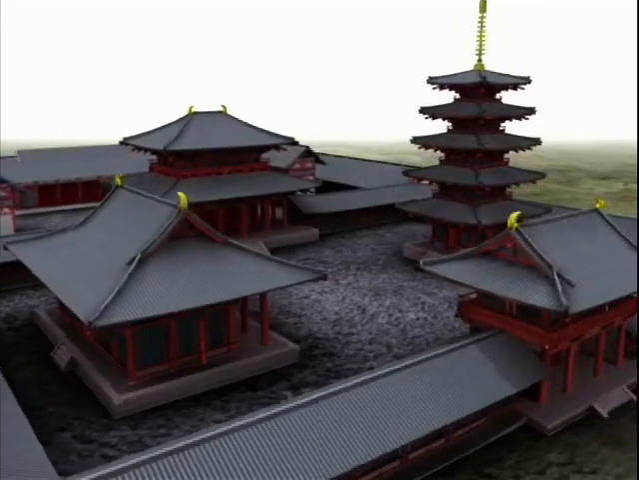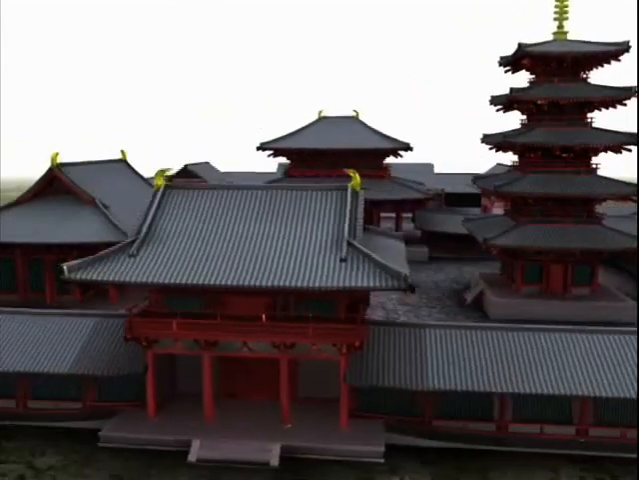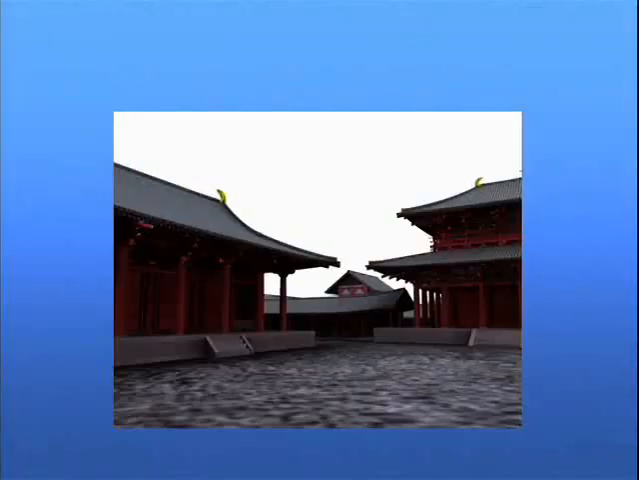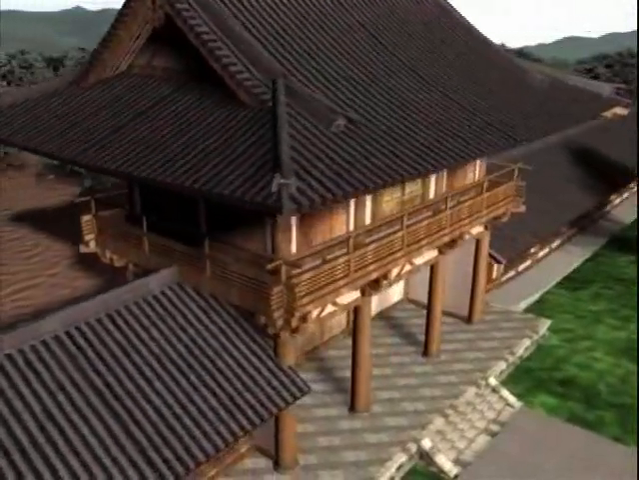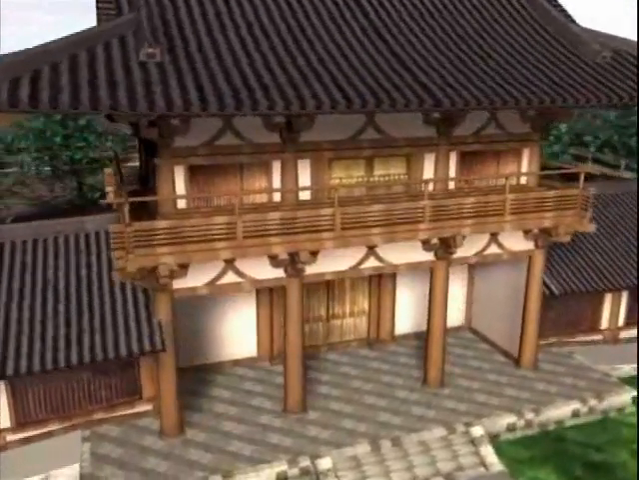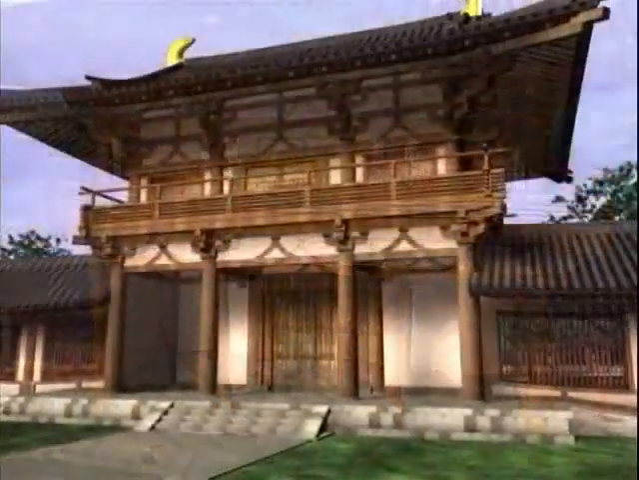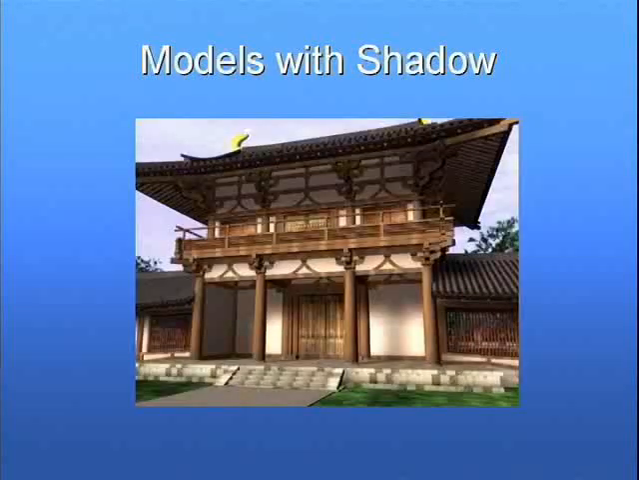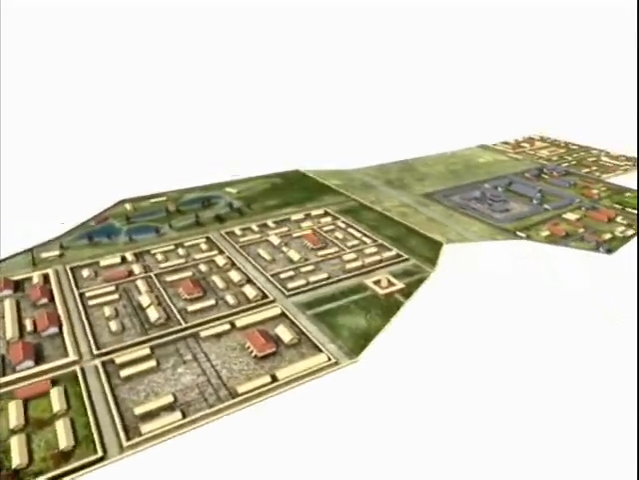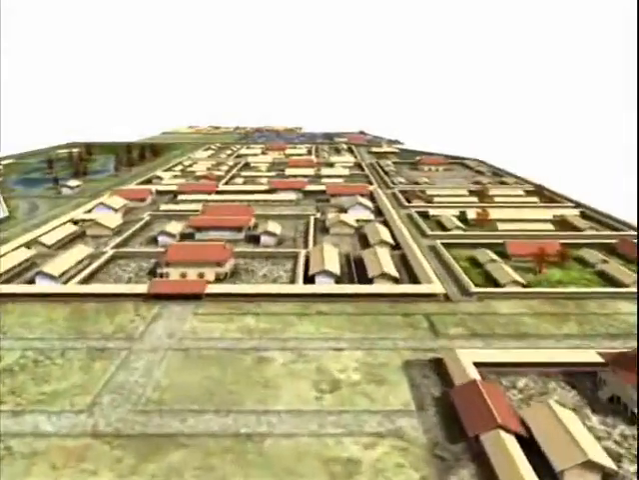Now, this is a complete model of that temple. The temple is gone already. And by combining this shadow information, we can generate this one. Now, we mounted this CAD model on the previous mixed reality hardware. And also, this is a fly-in of the ancient capital called Asuka village in Japan.